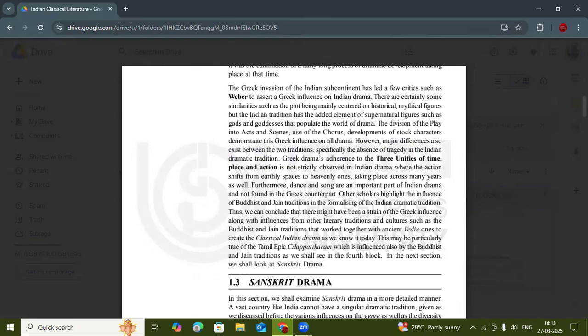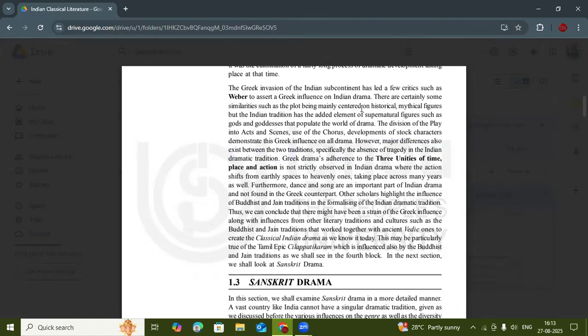Furthermore, dance and song are an important part of the Indian drama and are not found in the Greek counterpart. Other scholars highlight the influence of Buddhist and Jain traditions in the formalizing of the Indian dramatic tradition. Thus, we can conclude that there might have been a strain of Greek influence along with influence from other literary traditions and cultures, such as the Buddhist and Jain traditions, that work together with the ancient Vedic one to create the classical Indian drama as we know it today.